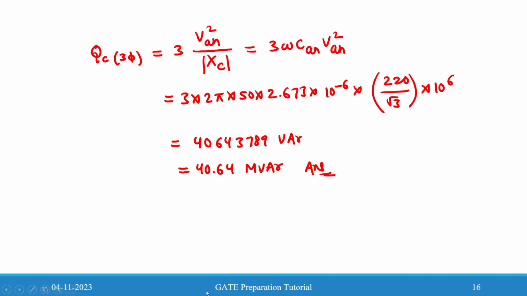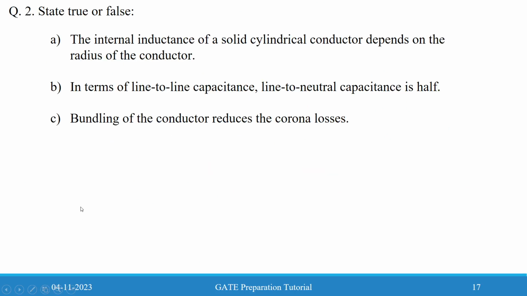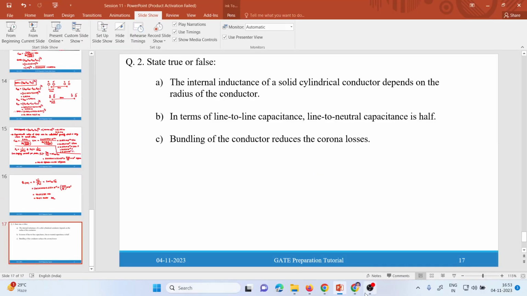Now we are coming to the last problem. We are just going to revise the line inductance calculation and line capacitance calculation. So I want to hear from your side which of these statements are true or false. The first part is that the internal inductance of a solid cylindrical conductor depends on the radius of the conductor. Is this true or false?